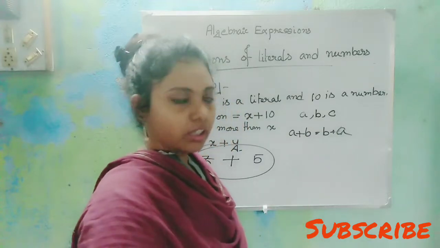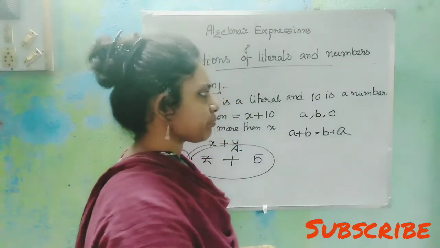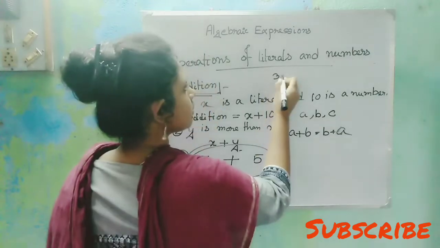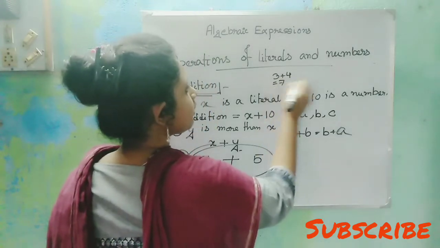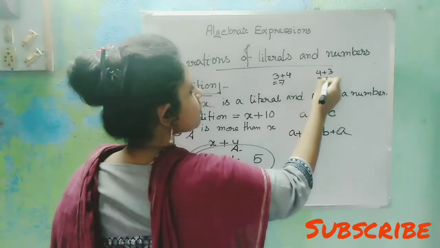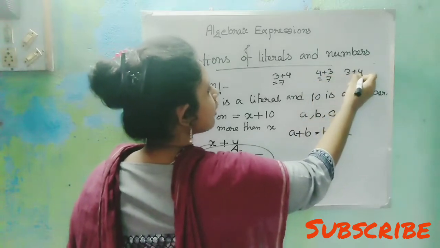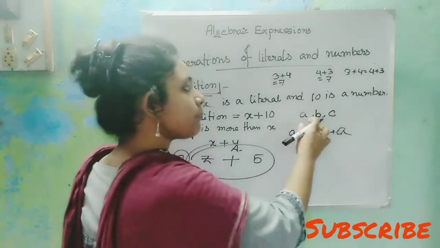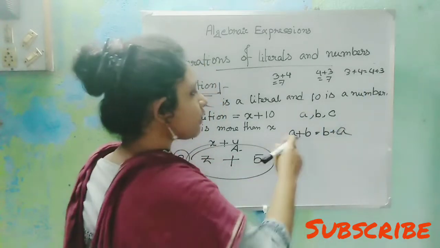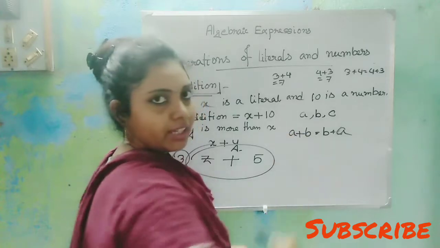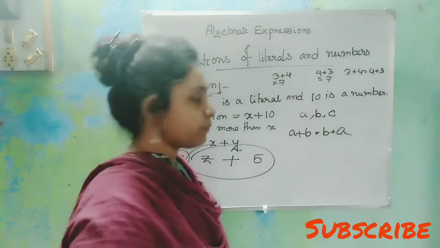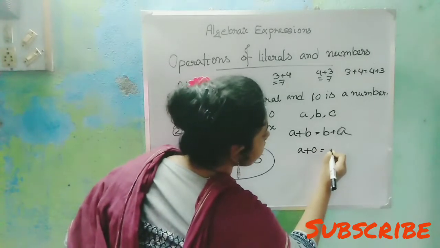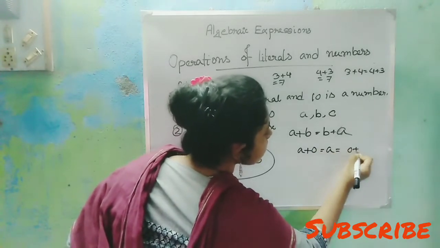That is, we know in arithmetic 3 plus 4 equal to 7, 4 plus 3 equal to 7. So 3 plus 4 equal to 4 plus 3. So in algebra, if A, B are two literals, then we can say that A plus B equal to B plus A. Again, we can say that A plus 0 equal to A equal to 0 plus A.